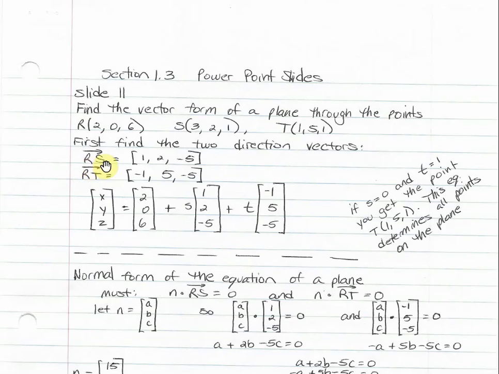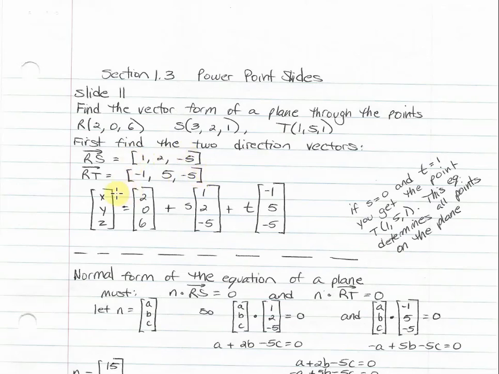I chose to find RS and RT, but you could have also found vector ST as well. Anyway, if we take those, we can just subtract the components of the vectors to find that vector RS is 3 minus 2, 1; 2 minus 0, 2; and 1 minus 6, negative 5. So there's one direction vector for the plane, and there is a second one, doing the same work.